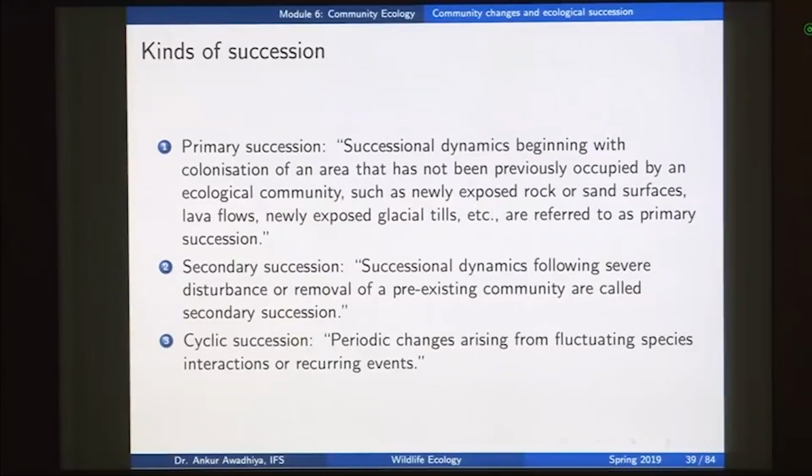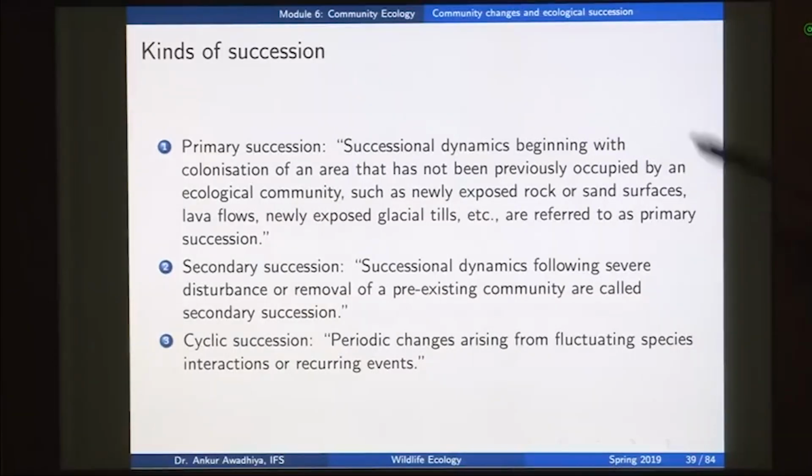The third one is cyclic succession, which is periodic changes arising from fluctuating species interactions or recurring events. A good example of cyclic succession is that of the Brahmaputra floodplains. Every year you get floods in that area. So, the species that are already there die off because they get drowned, and then every year you have a succession that starts ab initio. So, every year you get a grassland, and then after a while you will get a flood again. All the species will die off, and then again you will have the grasses coming up in this area. So, that is a cyclic succession.